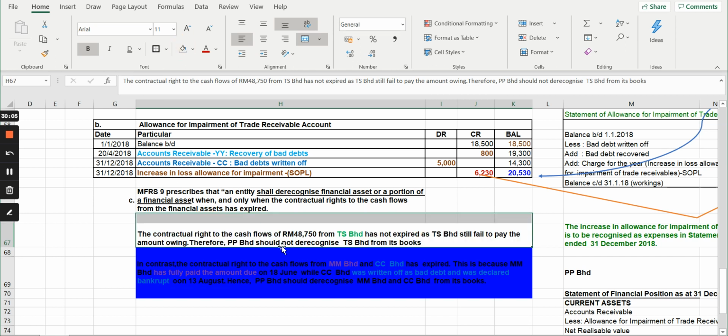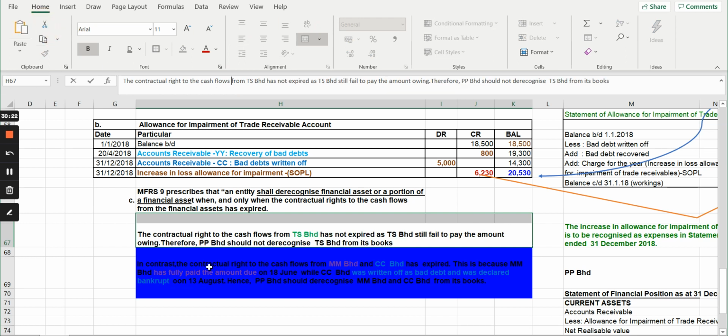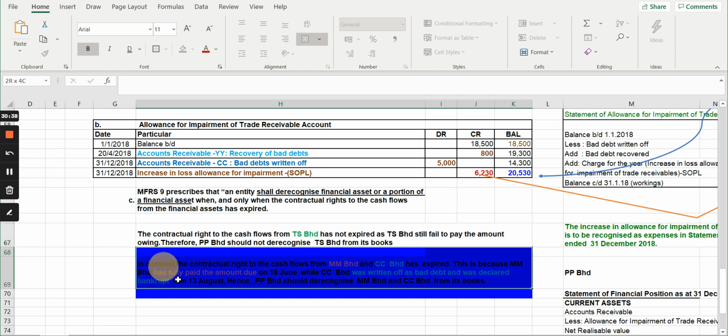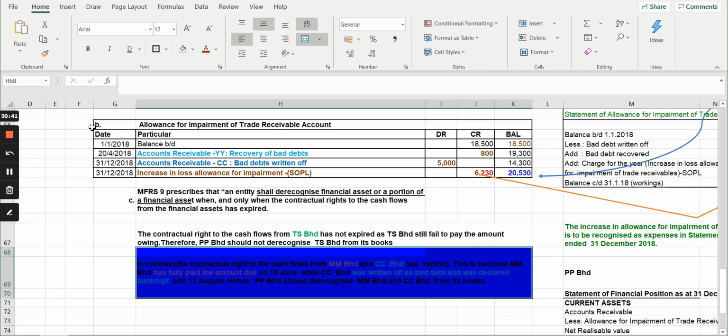All right. So this customer TS, we shouldn't de-recognize because of the contractual right to the cash flow. I'm not going to state the amount. You can put the amount in yourself later. Contractual right to the cash flow from TS has not expired as TS Berhad still failed to pay the amount owing. Remember, it was dishonored. Therefore, PP should not de-recognize TS from its book. Right, for TS. That was the requirement of the question C.